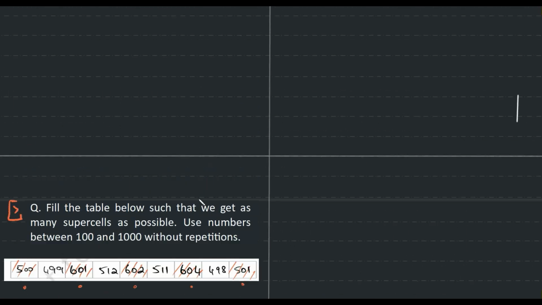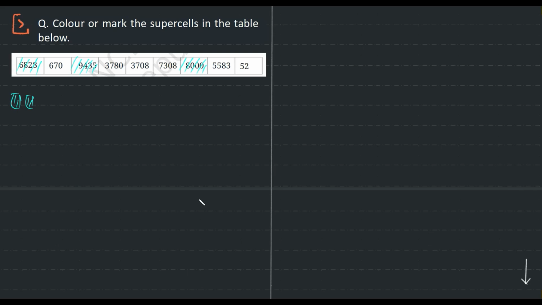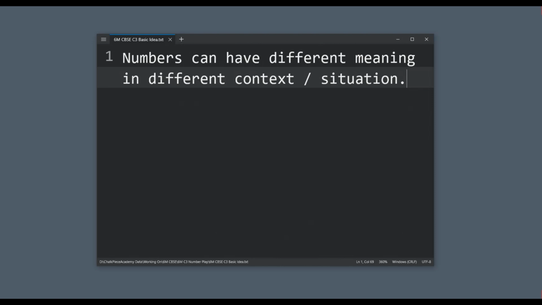Okay, guys. Again, please go back to the same idea that numbers can have different meaning in different context or situation.